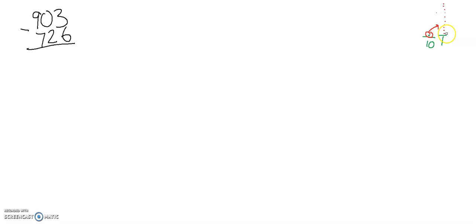So what if we did this? How about this? This is fancy stuff. What if we had 3 things in the 10 spot, and 4 things in the ones, and we wanted to subtract? That's 3 and 4, which is 34. We wanted to subtract, let's say, 17.